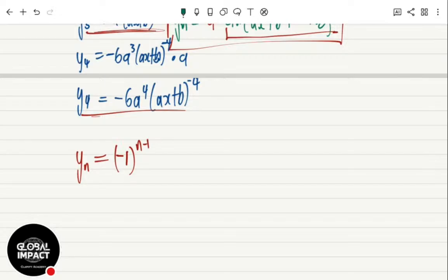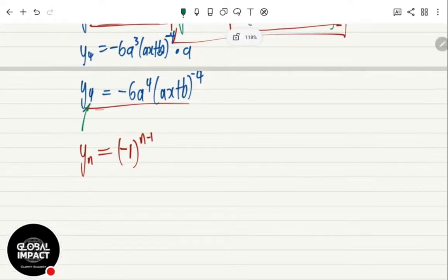But then the next thing you're going to see is that the fourth derivative goes with the power of a. So if I want the fourth derivative, it will be a to the 4 as well. That means if I want the nth derivative, it will be a to the n. Then (ax + b) is going to be to the negative 4 when I am at 4. So it will be to the negative n.